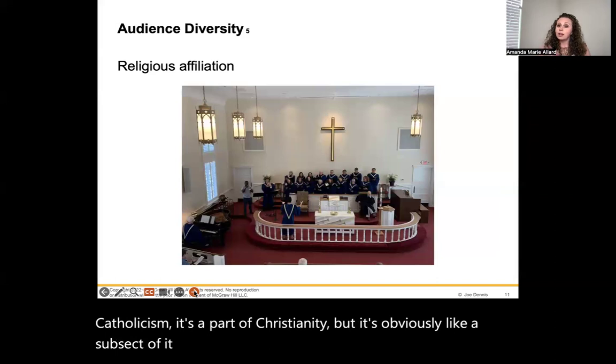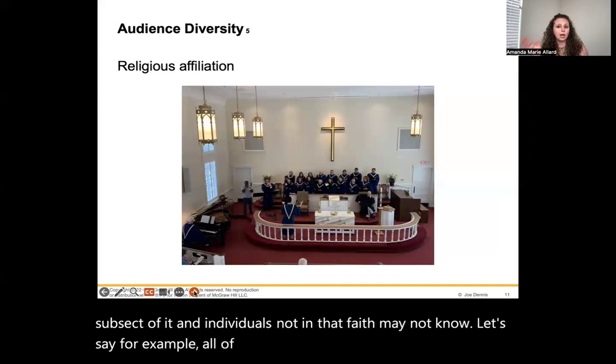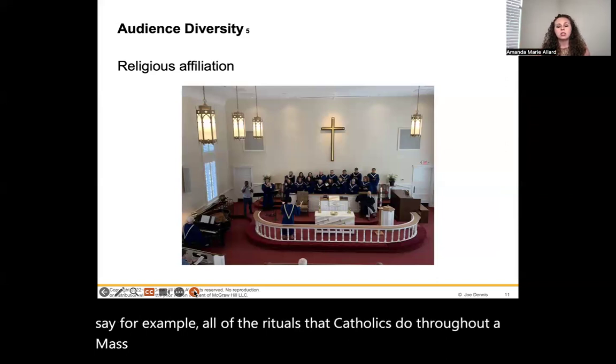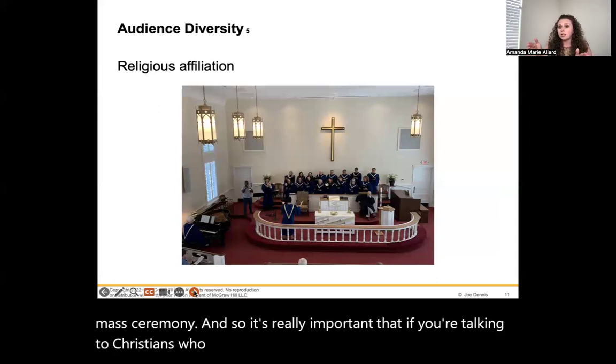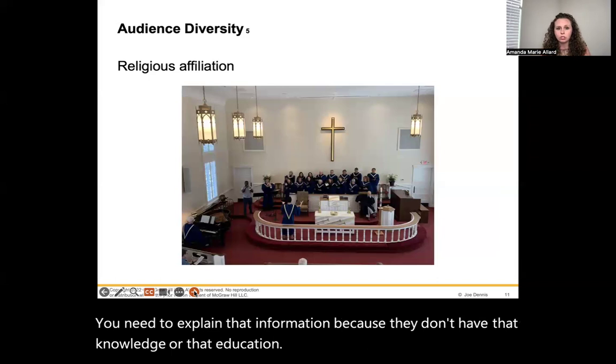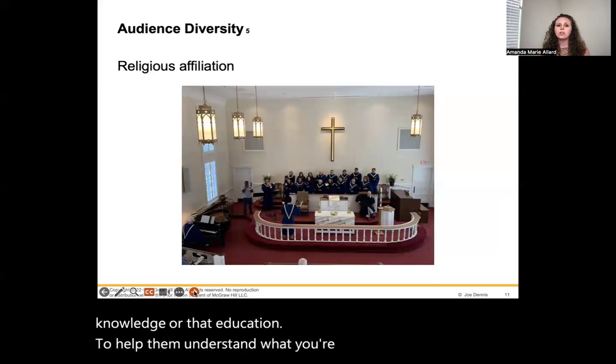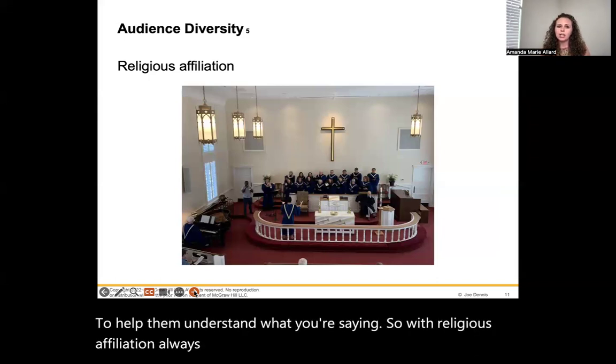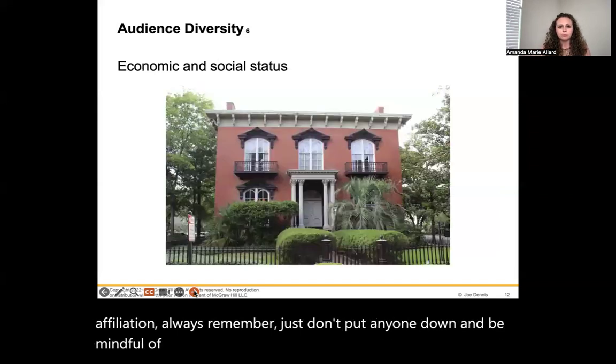And individuals not in that faith may not know, let's say, for example, all of the rituals that Catholics do throughout a mass ceremony. And so it's really important that if you're talking to Christians who have no idea about how a mass is conducted, you need to explain that information, because they don't have that knowledge or that education to help them understand what you're saying. So with religious affiliation, always remember, just don't put anyone down and be mindful of it.